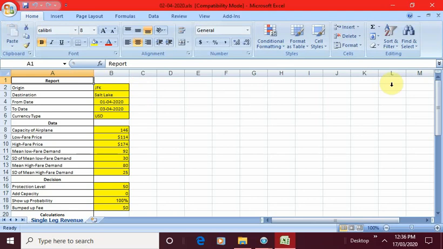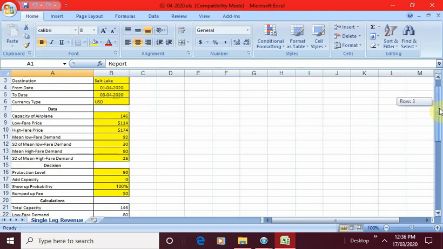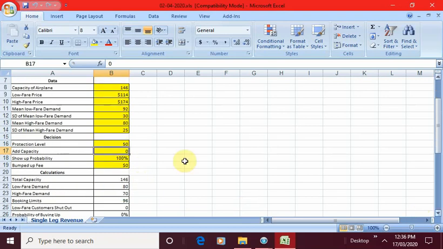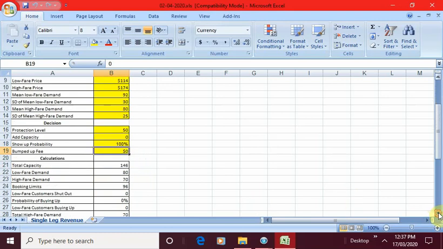So this was the data input for the 2nd of April, where we changed the mean low fare to 92 with standard deviation 30, 80 for high fare, and 25 standard deviation for the high fare. And the protection level and capacity we did not enter because of the low fare demand was low, so there was no virtual capacity, and then 100% was the show up probability. Bumped up fee was not entered, and this was the calculations done for this.